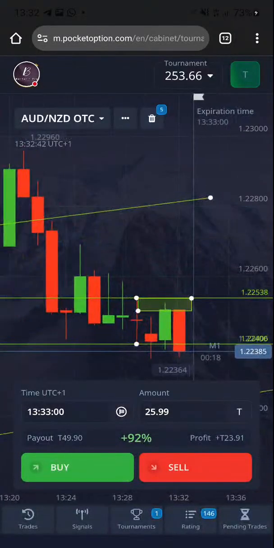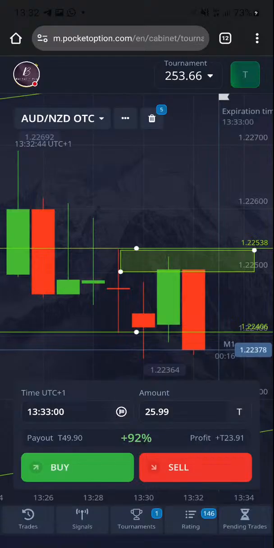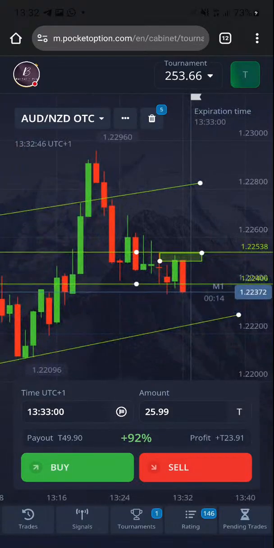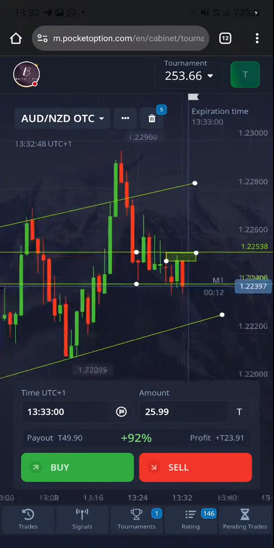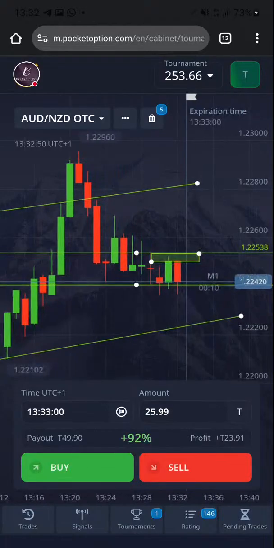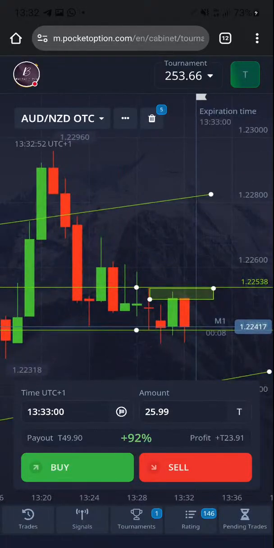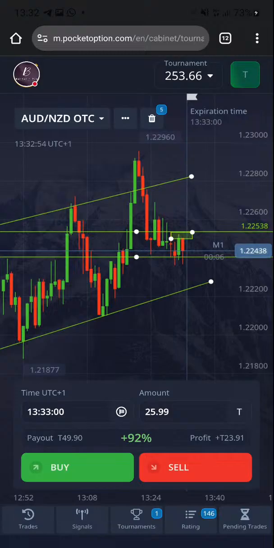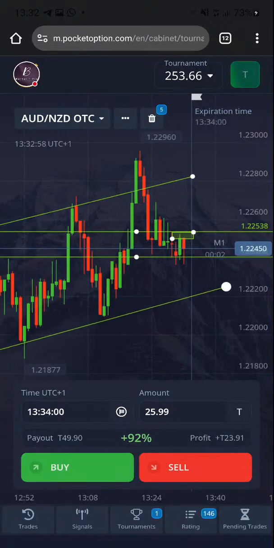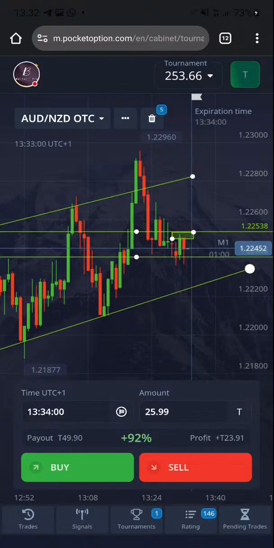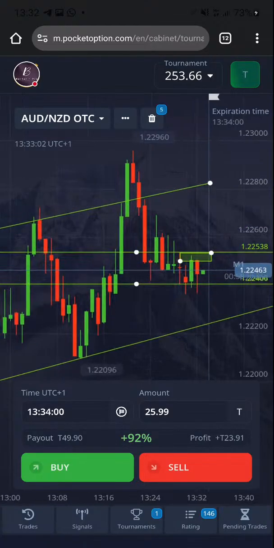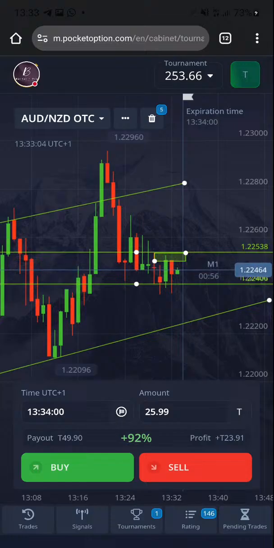Now you can see the sellers are here, that's why there's this push to the downside. One thing you don't want to do is go against this trend. The only time you can go against the trend is when price comes to this area. Yes, that is the time you want to go against it. Why? Because we have a kind of QM here that was not confirmed.